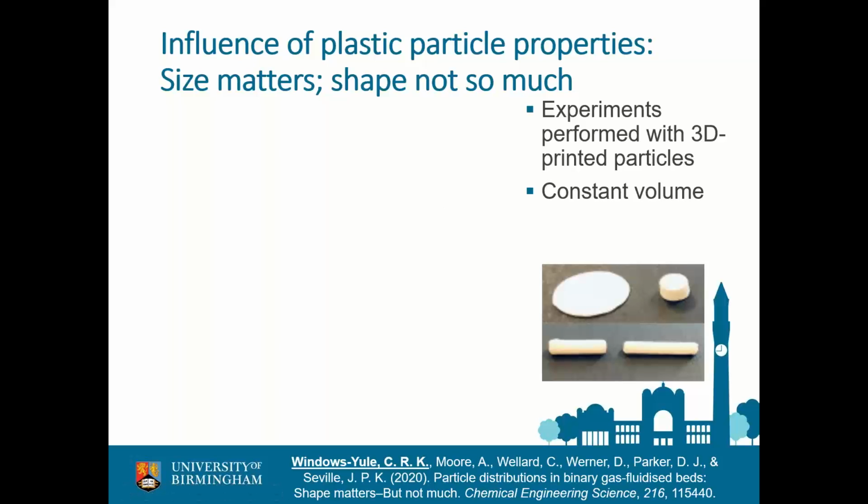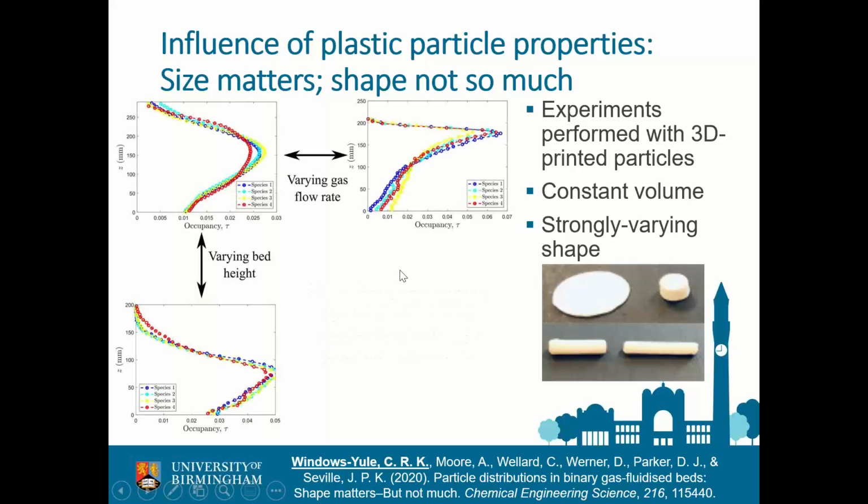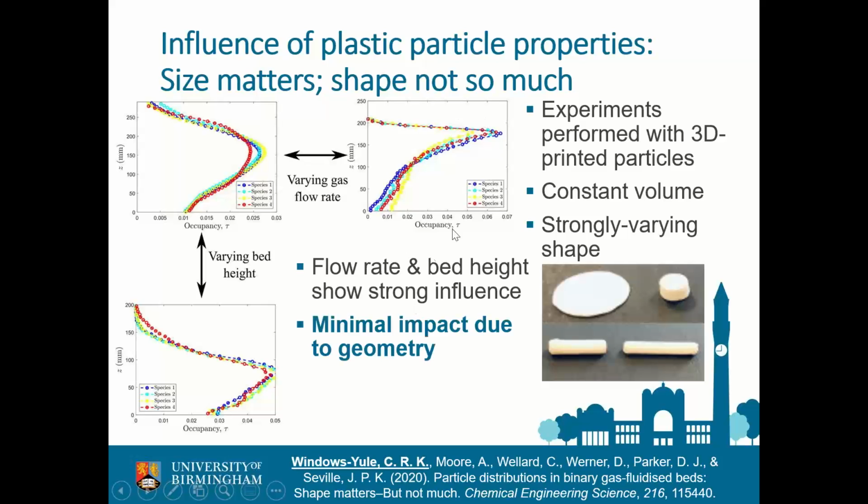So what we did, we 3D printed a range of different types of particles. We kept their volume constant, so they've all got the same volume and the same mass, but their shapes strongly vary. So the aspect ratio of these shapes varies by about 2 orders of magnitude. And the really interesting result we saw from this is that as we vary the gas flow rate into our system, or as we vary the bed height, we see a very strong influence on the way that these plastics become distributed within our system. But if you look at how, for any one given plot, species 1, 2, 3, and 4 differ, the answer is not very much at all.